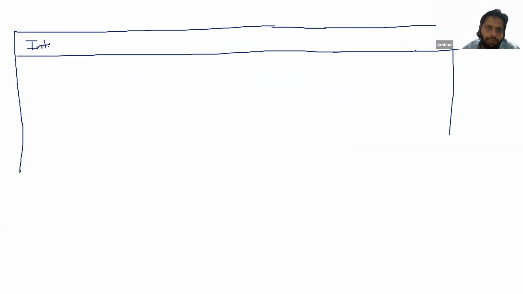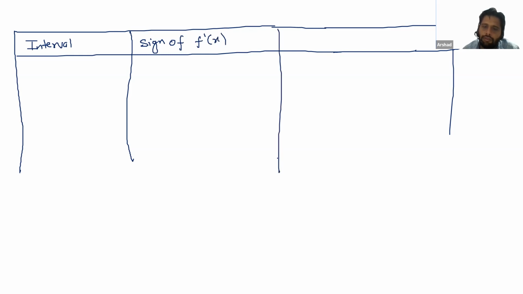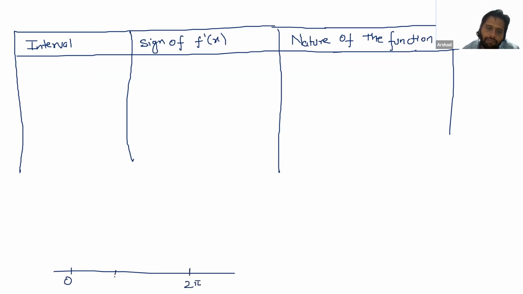So here we have the interval, the sign of f dash x, and the nature of the function. First, for the interval, we have 0 and 2 pi. Then we find one point, which is pi by 4, and one more, which is 5 pi by 4. So we have these three intervals: 0 to pi by 4, pi by 4 to 5 pi by 4, and 5 pi by 4 to 2 pi.